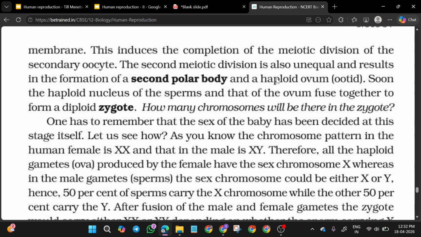The second meiotic division is also unequal. இது நேத்தே பார்த்தோம், ரெண்டு ஈக்குவல் சைஸ் சைட்டோபிளாசம் ஈக்குவலா ஸ்பிளிட் ஆச்சு அப்படின்னா ரெண்டு செல்லுக்கும் ஈக்குவலா சைட்டோபிளாசம் போகும். பட் இப்போ வந்து அன்ஈக்குவலா ஸ்பிளிட் ஆச்சுன்னா ஒரு செல் பெருசா ஃபார்ம் ஆகும், ஒரு செல் சின்னதா ஃபார்ம் ஆகும். ஸோ தட் இஸ் unequal division. This also you know. Soon the haploid nucleus of the sperm and that of ovum fuse together to form a diploid zygote. How many chromosomes will be there in the zygote? That is, in case of sperm 23 chromosomes, in case of ovum 23 chromosomes, ரெண்டுமே சேர்ந்து 46 chromosomes will form.